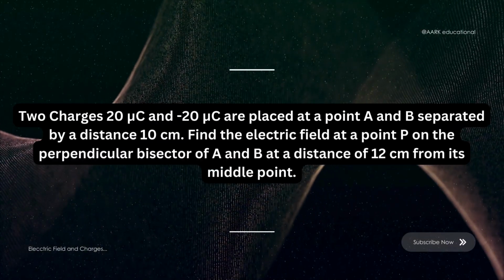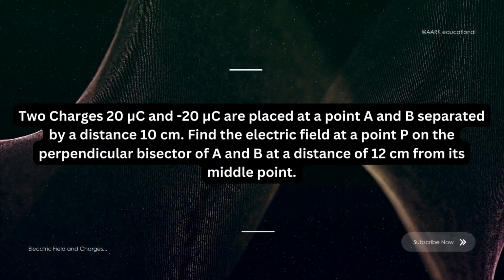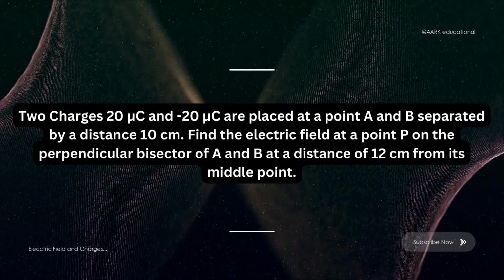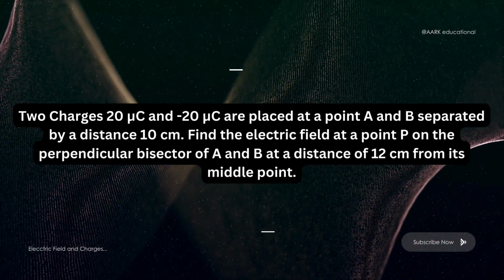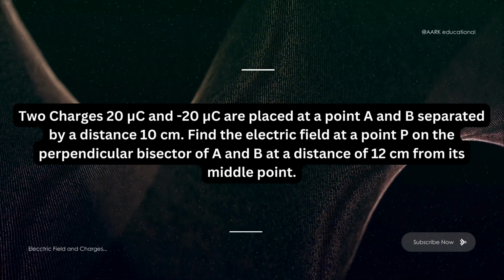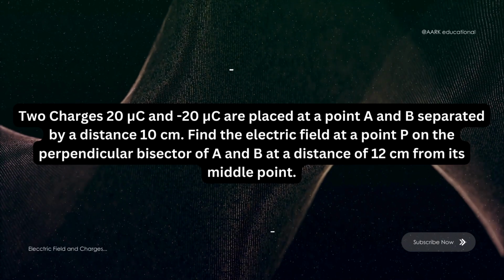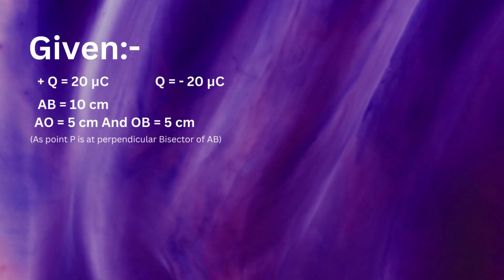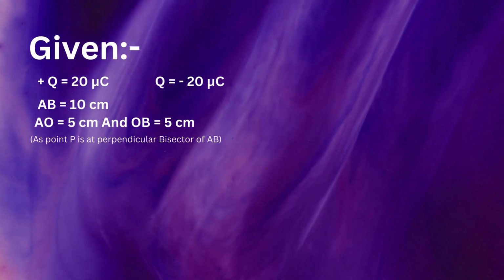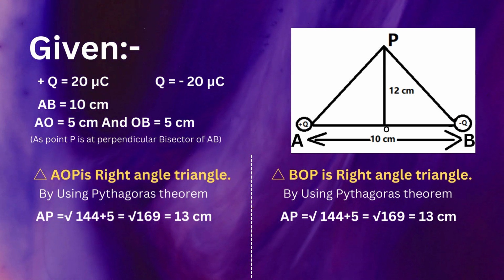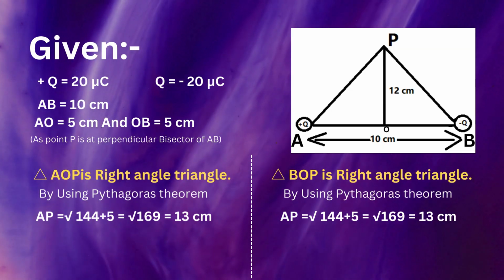Two charges 20 microcoulomb and minus 20 microcoulomb are placed at a point A and B separated by a distance 10 centimeter. Find the electric field at a point P on the perpendicular bisector of A and B at a distance of 12 centimeter from its middle point. From question, these are the given quantities. From figure, we can easily find side AP and BP by using the Pythagoras theorem.